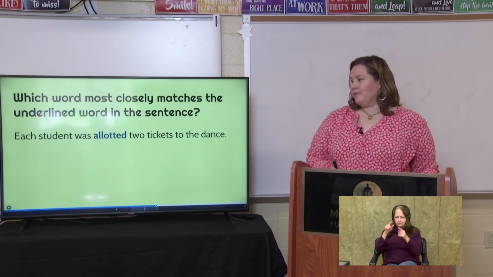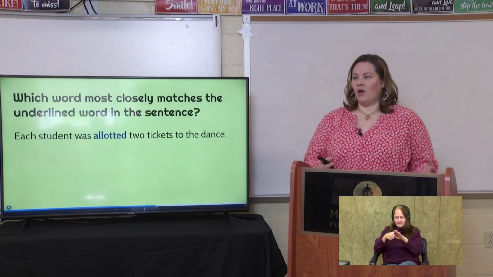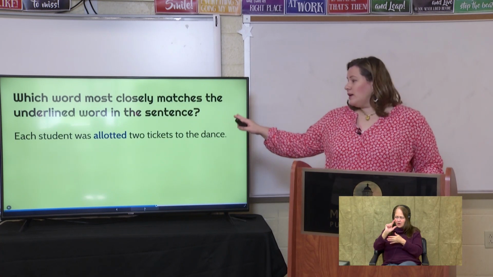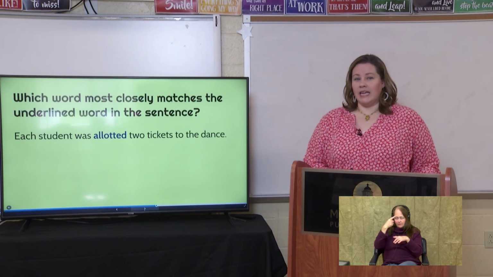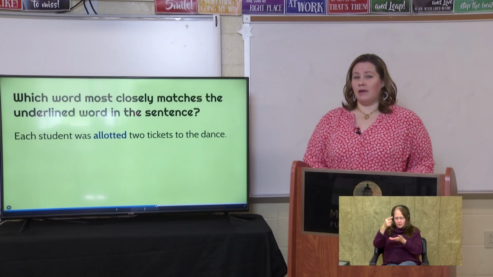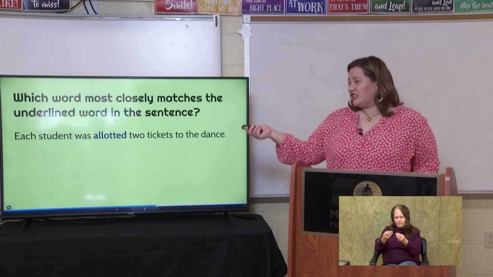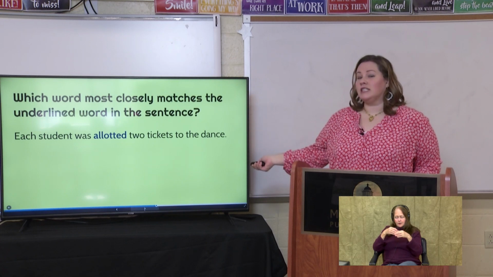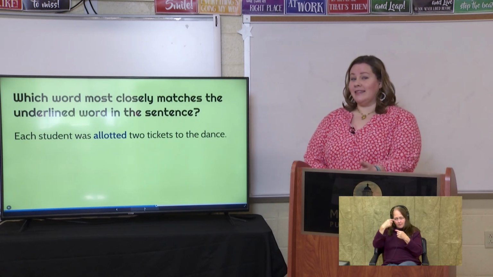Let's do a few more. Each student was allotted 2 tickets to the dance. What does allotted mean? Well, we know that the students got tickets. We know that they were invited to a dance. So what do you think that means? Probably means given. And we could even say that each student was given 2 tickets to the dance. So I'm applying what I think it means in the sentence.